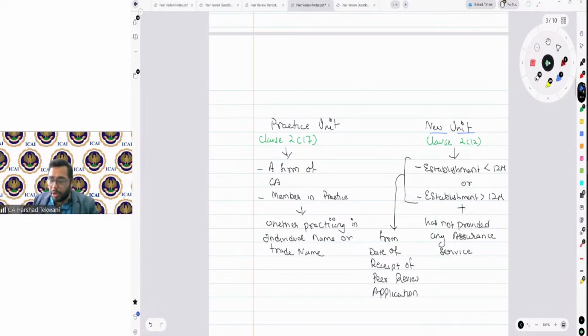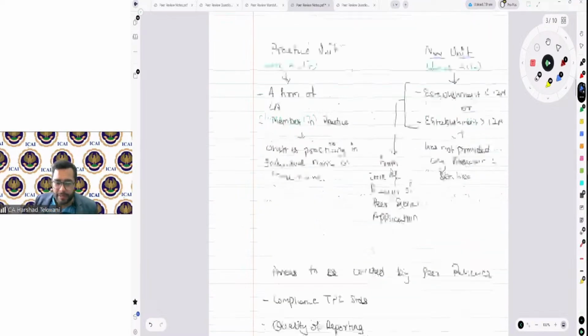Now, based on this definition, there are certain criteria which are laid down for the peer review of new units. Let us see those criteria.